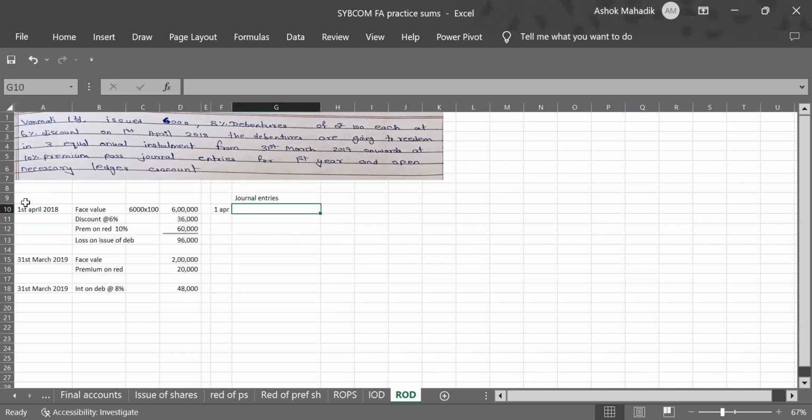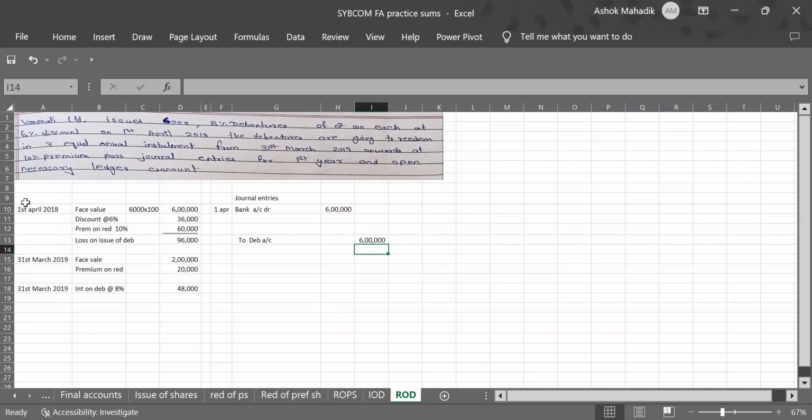Okay, now forget about premium on redemption. What is the basic entry for issuing debenture? Money comes in, bank account debit, right? And debentures are issued. Debentures account credit. This is the basic entry, right? Basic entry. Okay. If suppose these debentures were issued at par, so it would have been 6 lakhs, 6 lakhs. That's it. No problem at all.